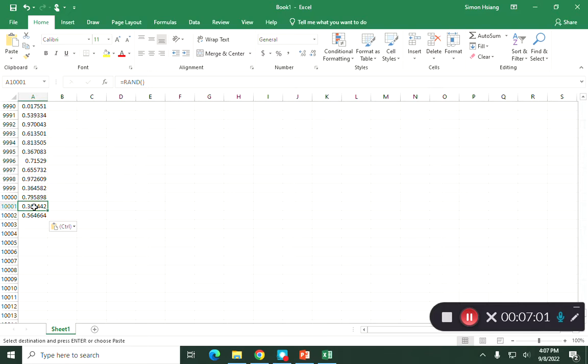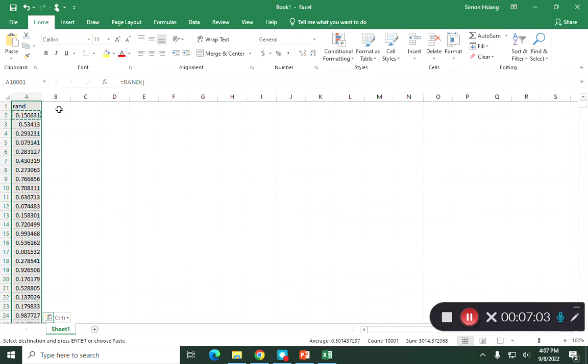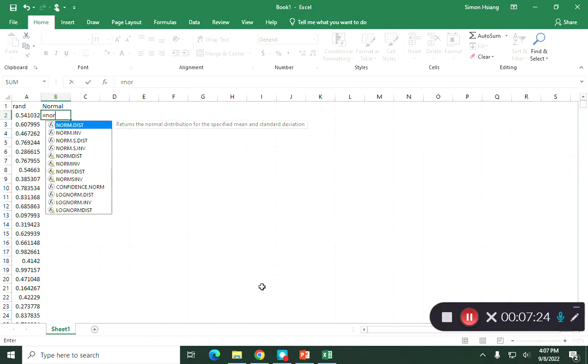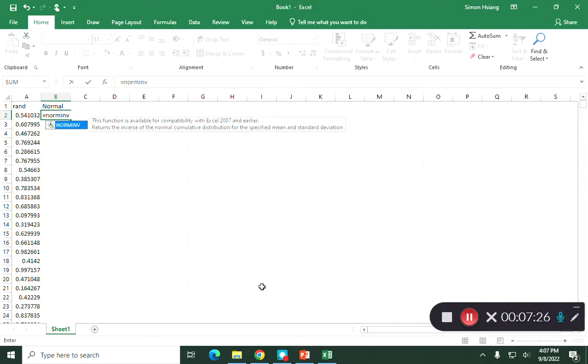Okay, once you have your random number, next you'll say that I would like to consider that number as my normal distribution number. So when you have your normal distribution, you say, have a normal distribution of that random number. So you will say norm inverse, okay? And when you have the inverse, you have a probability. After that probability, you need to have a mean value and a standard deviation.